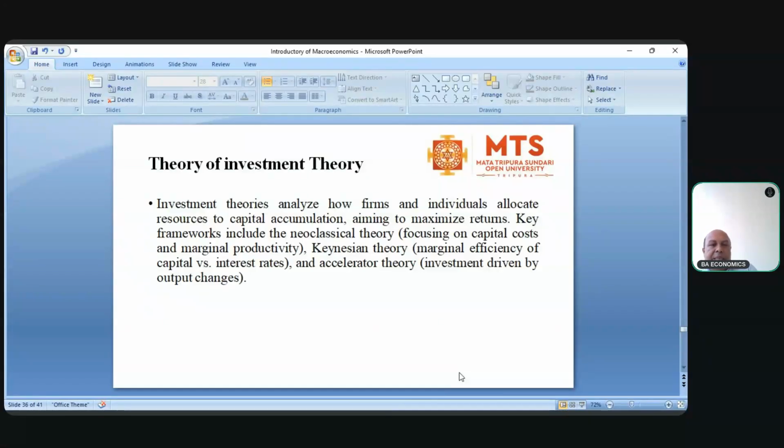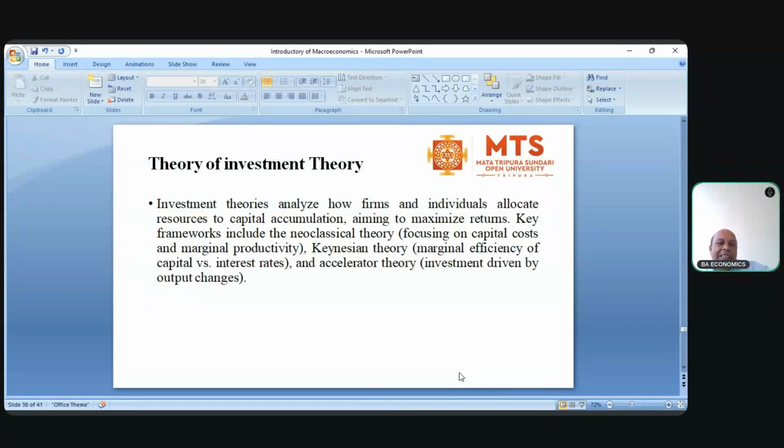Keynesian theory basically discusses the marginal efficiency of capital and the rate of interest. Marginal efficiency of capital was discussed previously. If MEI is higher than the rate of interest, then investment will increase. And if marginal efficiency of capital, or marginal efficiency of investment, is equal to the interest rate, up to this point the entrepreneur will invest money. If the opposite happens, if the interest rate is higher than the marginal efficiency of capital, then the entrepreneur will not invest any money because they will face loss.